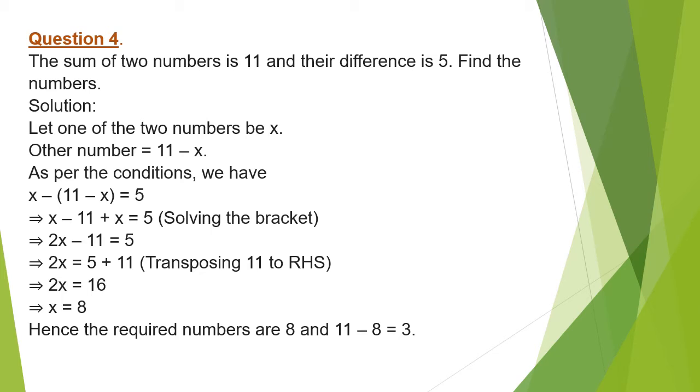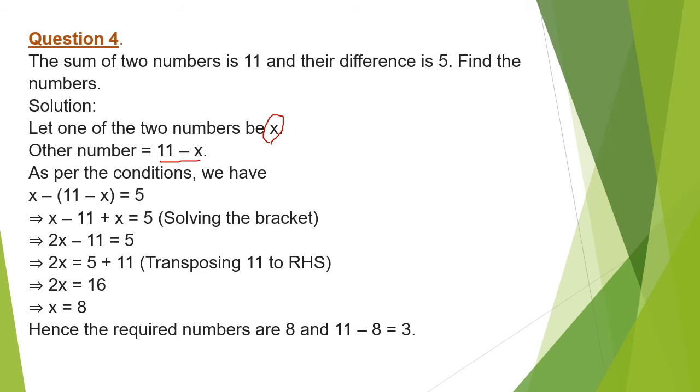Find the numbers. Children, let us consider one of the two numbers as x. If we consider one number as x, the other number is 11 minus x, because the sum of the two numbers is 11. So, number 1 plus number 2 is equal to 11. If number 1 is x, then x plus number 2 equals 11.